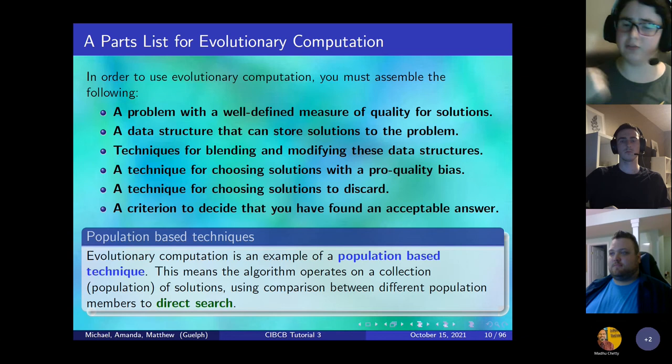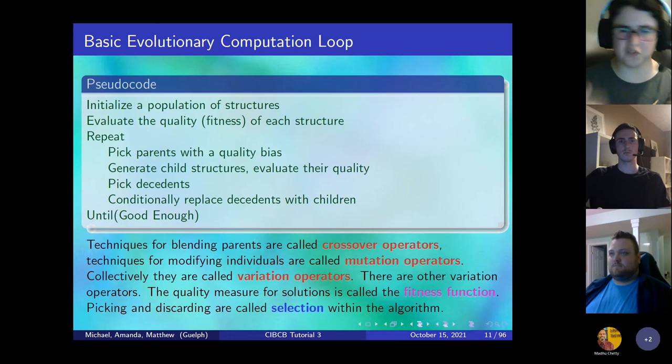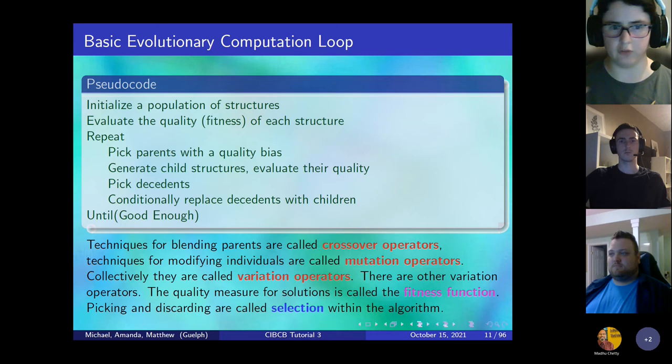Evolutionary computation is an example of a population-based technique. This means that the algorithm operates on a collection, or a population, of solutions, using comparison between different population members to direct search. So in basic pseudocode format, I need to initialize a population of structures. I need to then assess the quality, or fitness, of each structure. And then I'm going to need to pick parents that are measurably better than some of the other solutions.